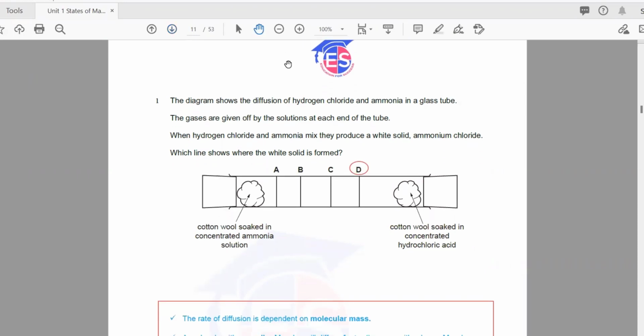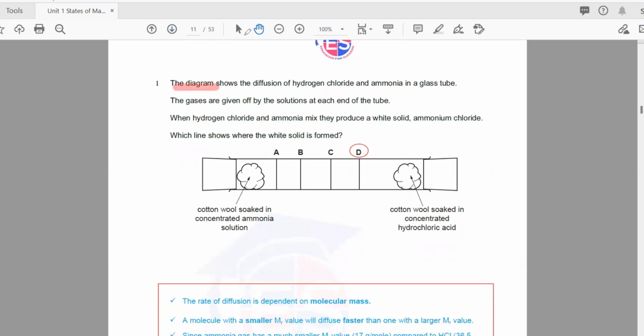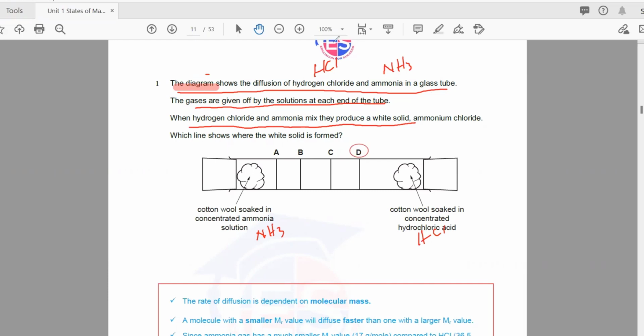Now see here, for example, they give a question that the diagram shows the diffusion of hydrogen chloride and ammonia. We just did this. Hydrogen chloride means HCl and ammonia means NH3. So here, this is the ammonia part and this is the HCl part. The gases are given off by solutions at each end of the tube. When hydrogen chloride and ammonia mix, they produce a white solid, ammonium chloride, NH4Cl. It is white in color.